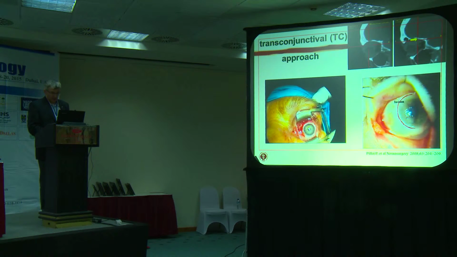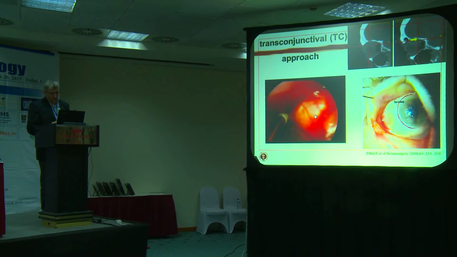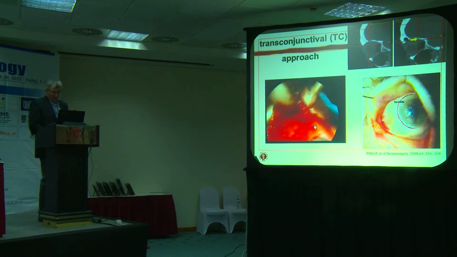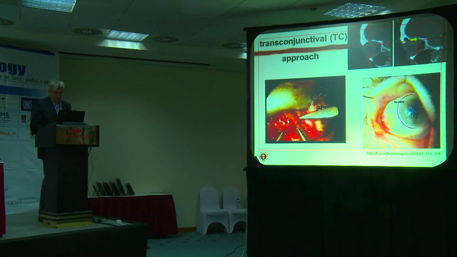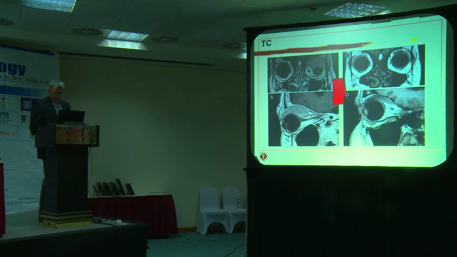Transconjunctival approach. We create a small incision along the cornea and insert the endoscope, separating the tumor first from the eye globe and extraocular muscles, and then externally from the bone of the orbit. When it's separated, it can be pulled outside and cut off externally. This is the pre-operative and post-operative view of these cases.